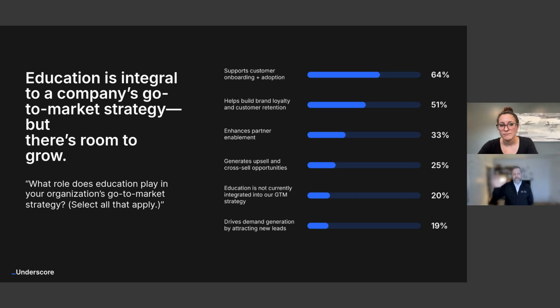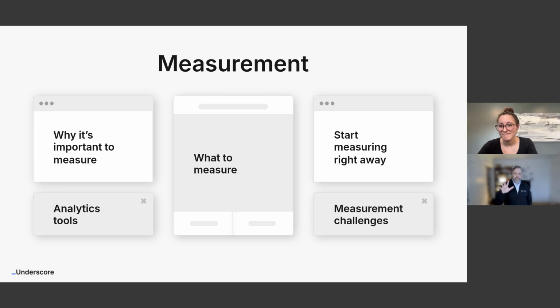We understand the value that our education programs can add to lead generation and to customer growth and expansion. So I think that we'll see this one move. We can go to the final pillar, which is measurement.